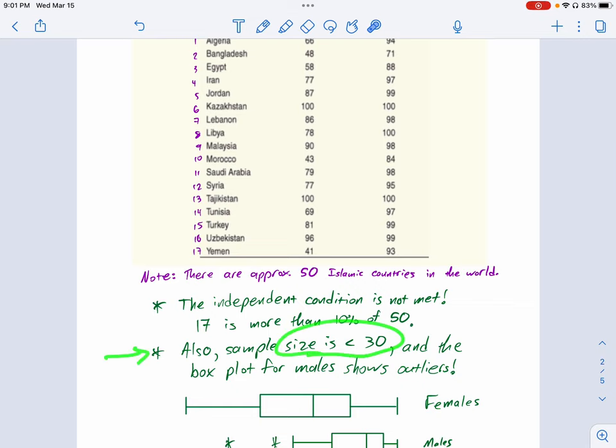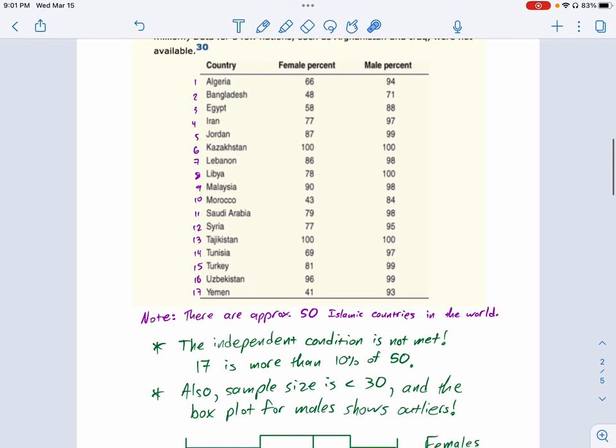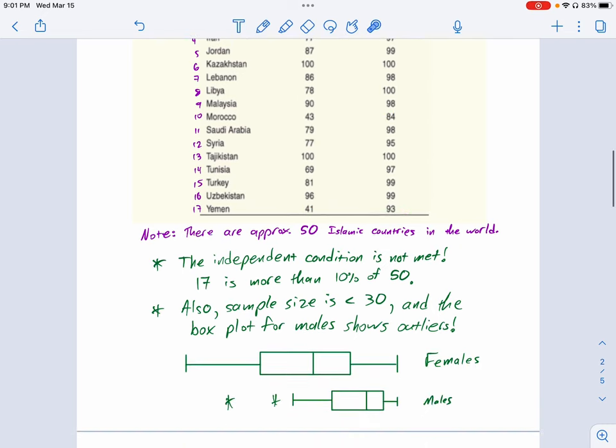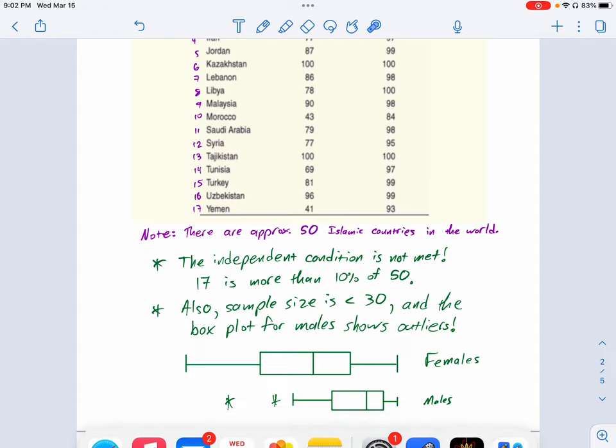So that's actually my second bullet point. It's not 30. So what I actually did is I took the time and I put all of this data in my TI-84 and I made these box and whisker plots. And sure enough, the plot for males has 2 outliers. So that's a problem. The female one looks decent. It doesn't have outliers.